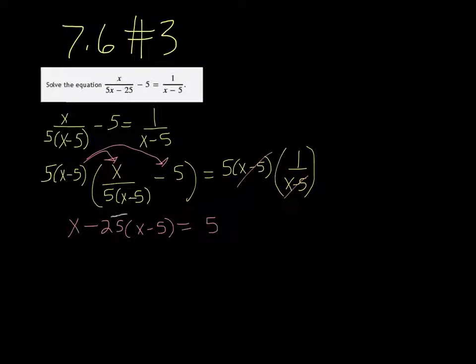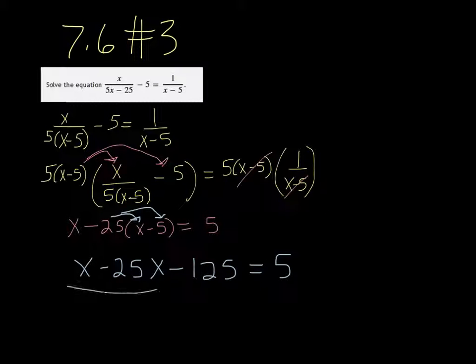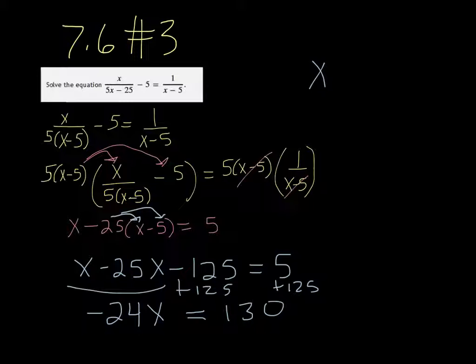So if I distribute the 25 now, I get x minus 25x minus 125 equals 5. Combine like terms, and that's negative 24x, and we can add this 125 over, and that's 130. So we get that x is equal to 130 divided by negative 24.